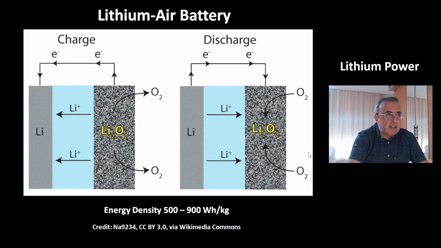Another interesting candidate is the lithium air battery. This battery can give you theoretically, or practically even, about 3 times the energy density, up to 900 watt-hours per kilogram. This would mean if you had this battery today, with today's battery capacity, we could make 3 times as many electric cars.